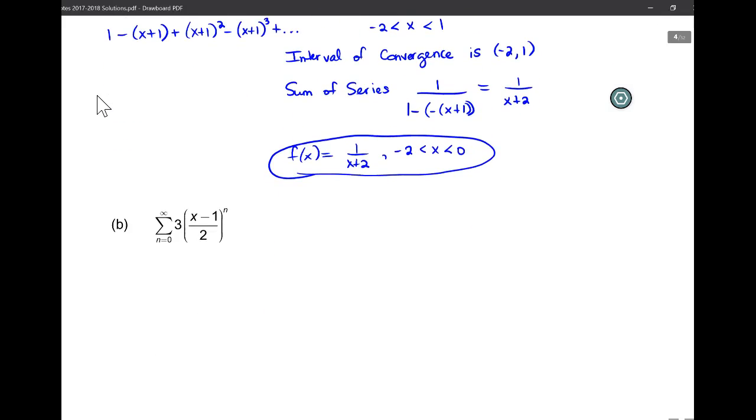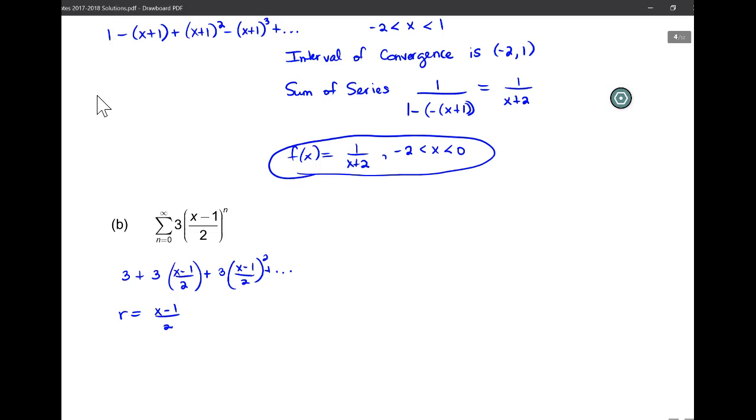Okay, next one. Maybe this time I'm going to just write out the first couple of terms so we can see this. So when n equals 0, we get 3. When n equals 1, we have x minus 1 over 2. When n equals 2, and so on. So our common ratio is going to be x minus 1 over 2.